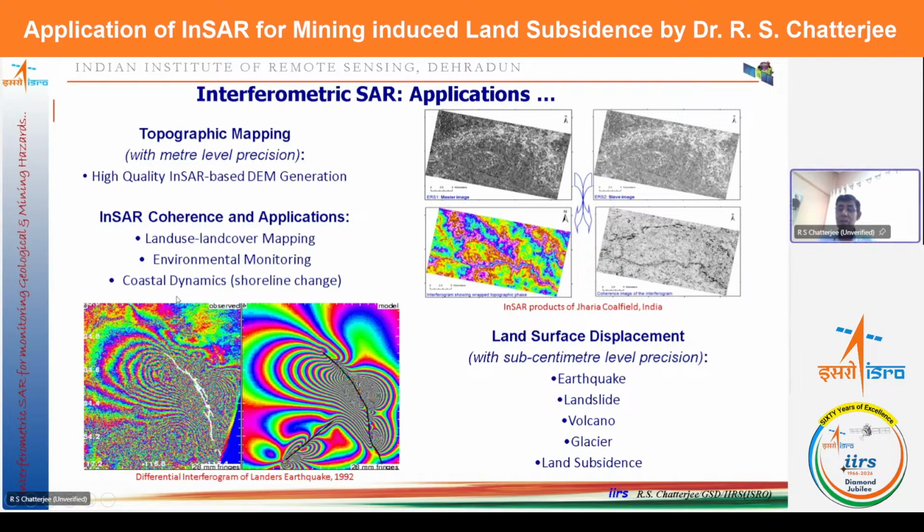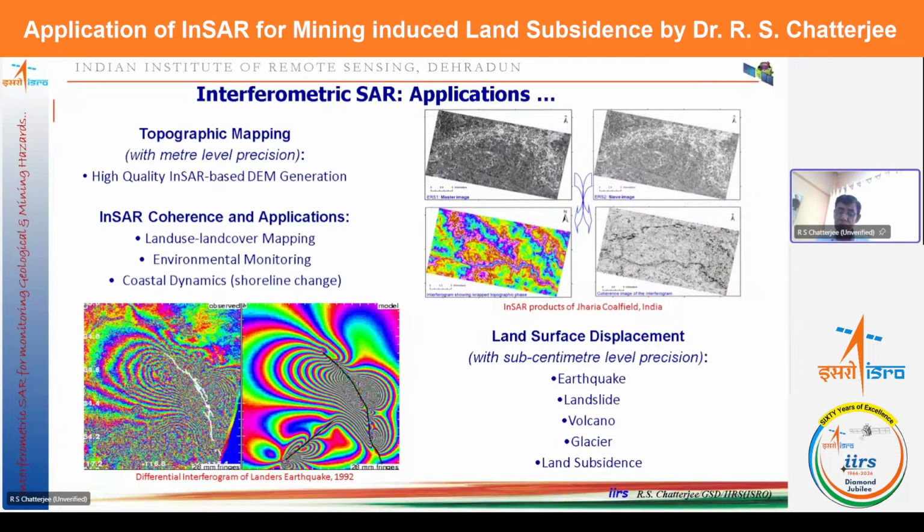One of the most important areas of application of interferometric SAR is land surface displacement. You know why? Because it gives you spatially continuous information. For all the pixels, you have information about the land surface deformation. Unlike GNSS or GPS observations, where you have high precision land surface displacement measurements, but only at that particular point.